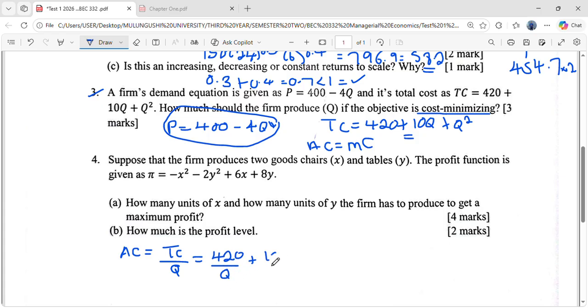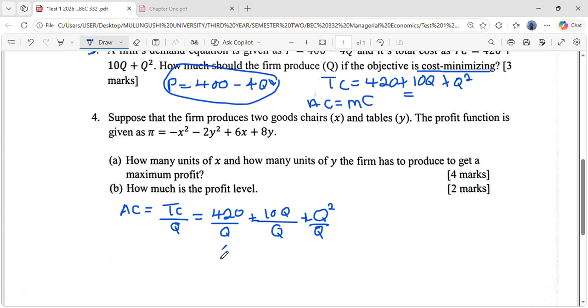plus 10Q divided by Q plus Q squared divided by Q. So this will be equal to 420 divided by Q plus 10 plus Q. So this is the average cost function.